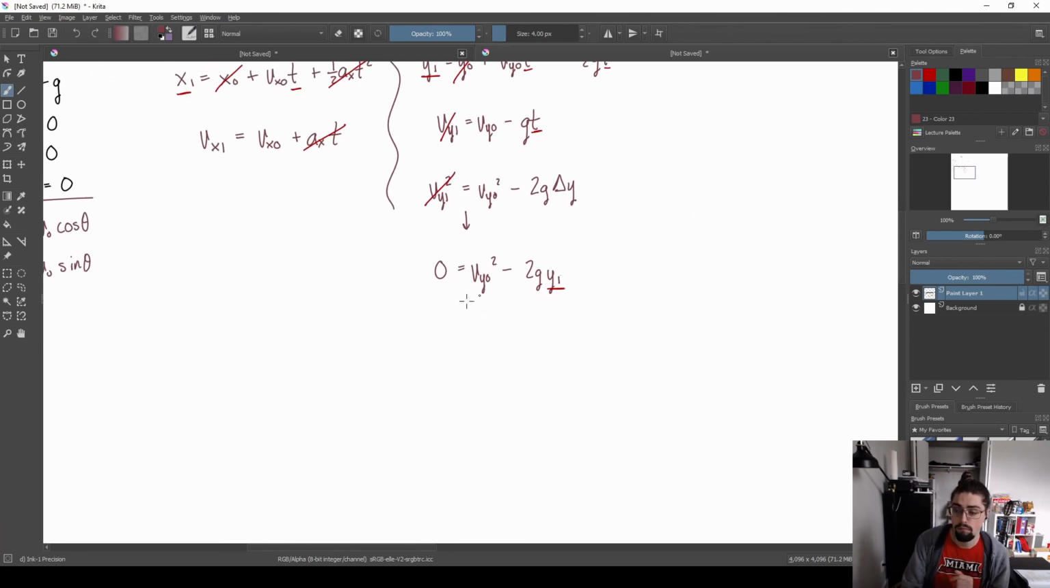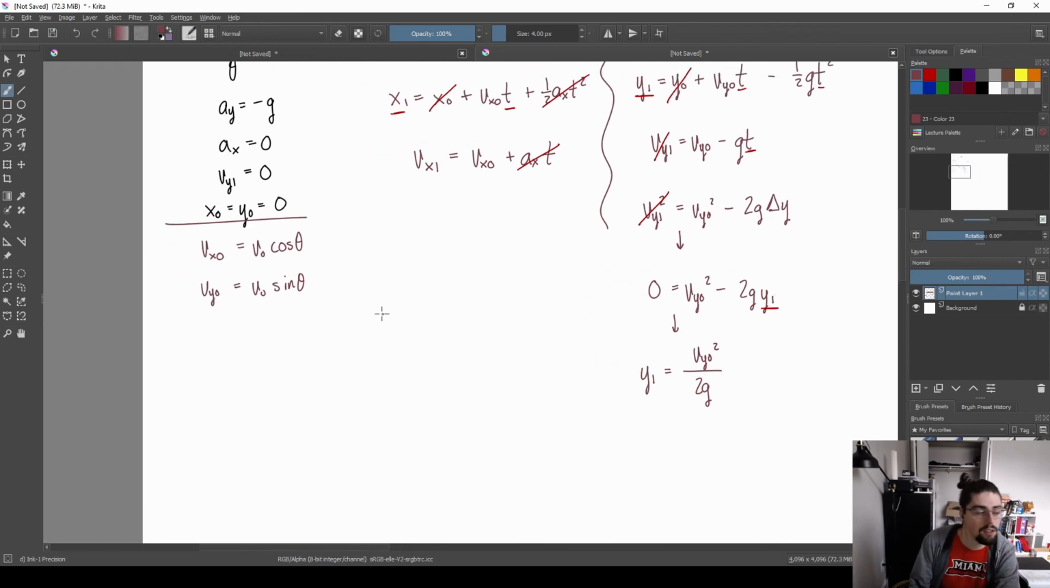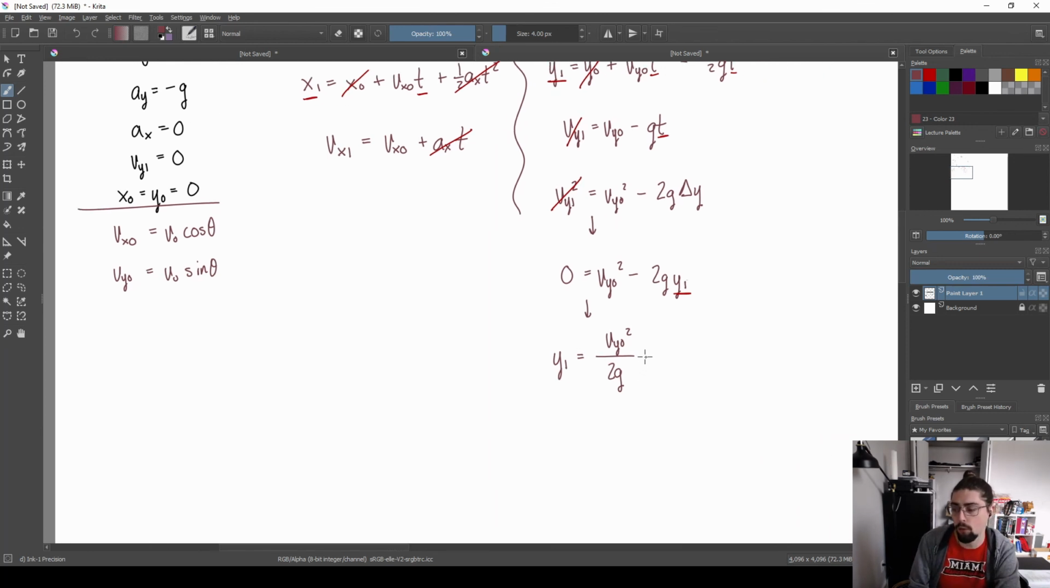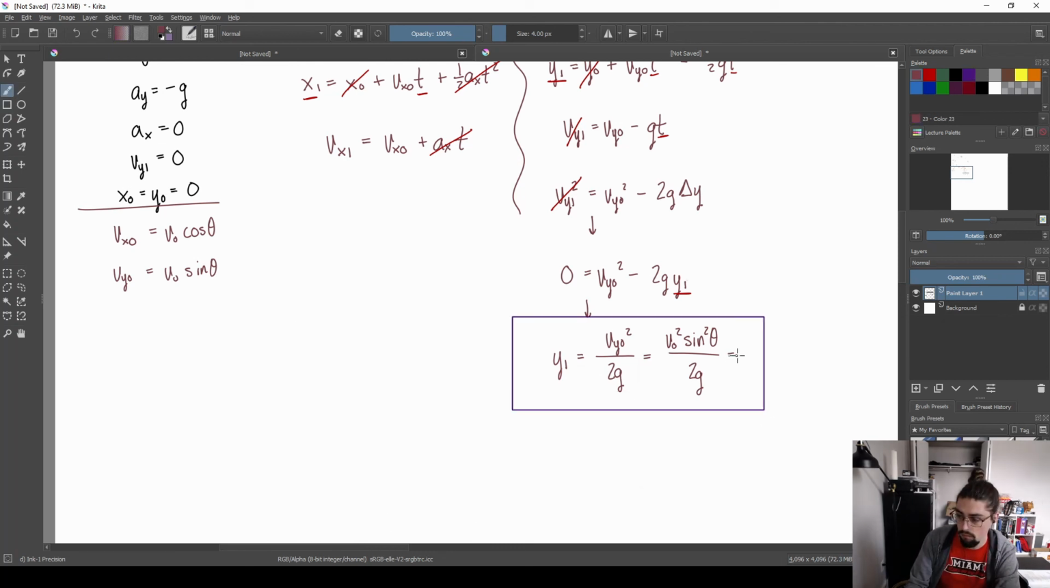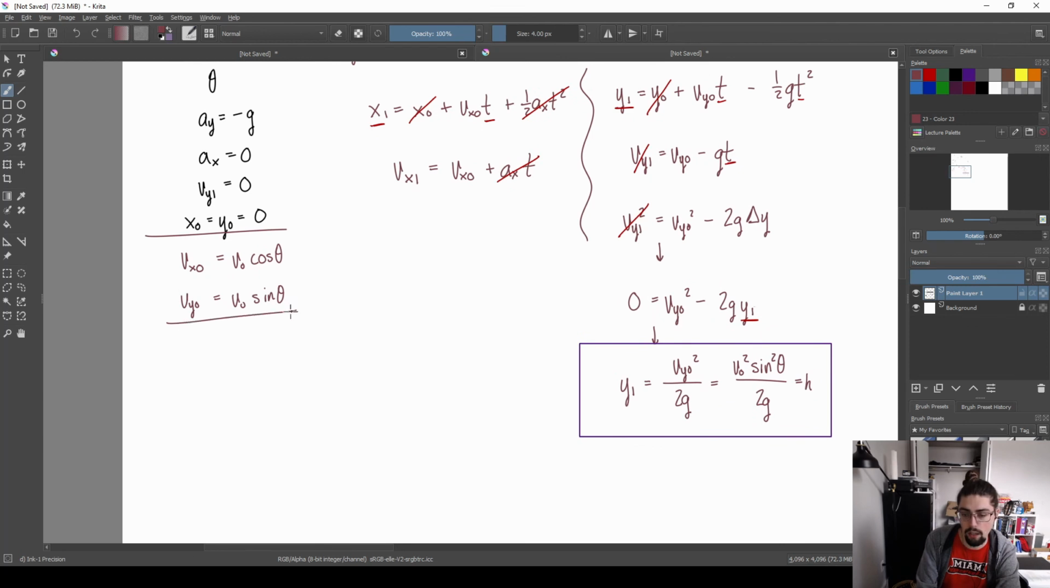So let's try it. Now that we're here, let's rearrange this thing. Let's say y1 would be equal to Vy0 squared divided by 2g. I'm going to replace Vy0 because that's not technically one of my given variables. It is derived from my given variables, but I want to get a complete picture here. So what this would actually be is V0 squared sine squared of theta divided by 2g. And that is my final expression for the height. Sine was our y component of that initial velocity.